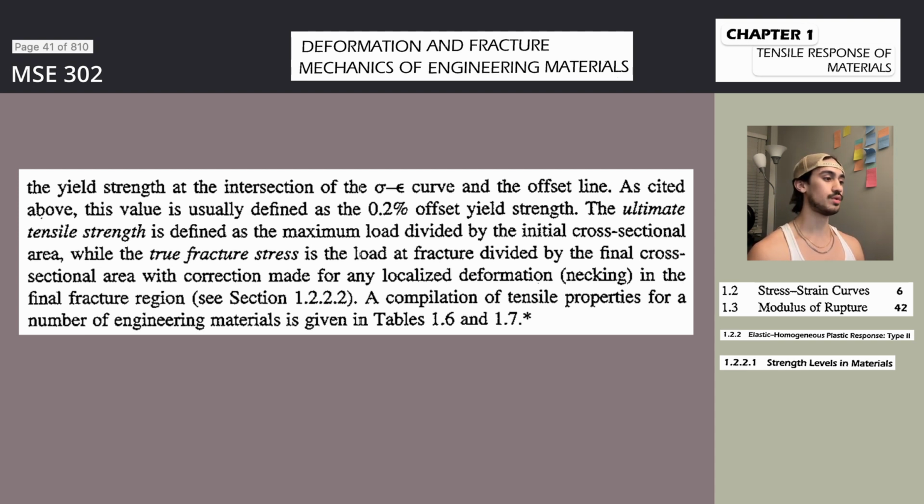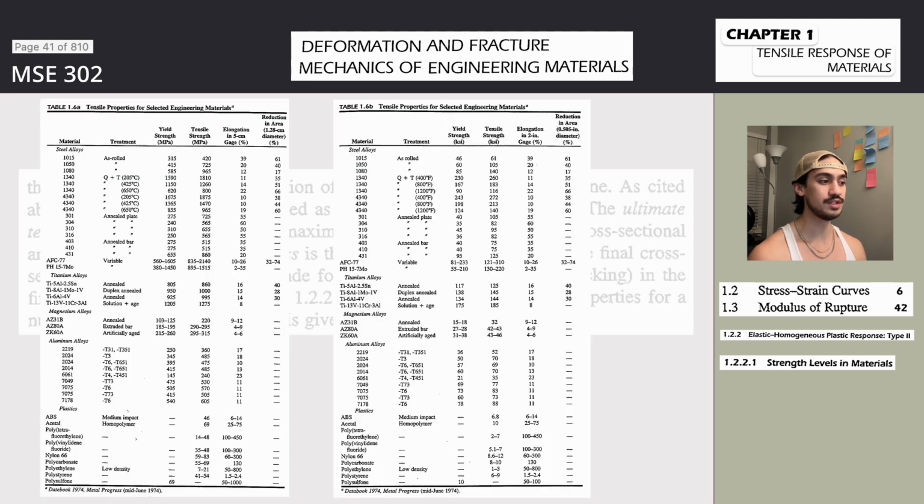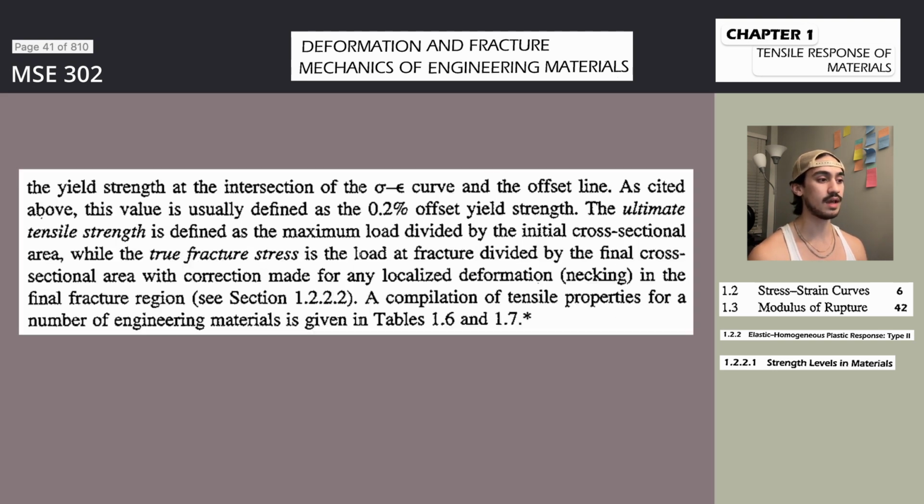The ultimate tensile strength is defined as the maximum load divided by the initial cross-sectional area, while the true fracture stress is the load at fracture divided by the final cross-sectional area, with correction made for any localized deformation, necking, in the final fracture region. A compilation of tensile properties for a number of engineering materials is given in tables 1.6 and 1.7.